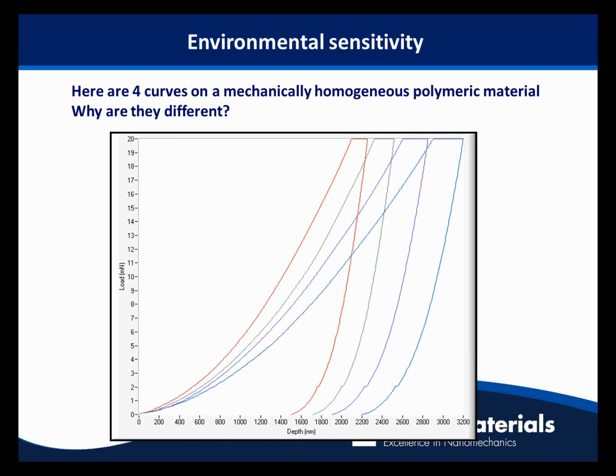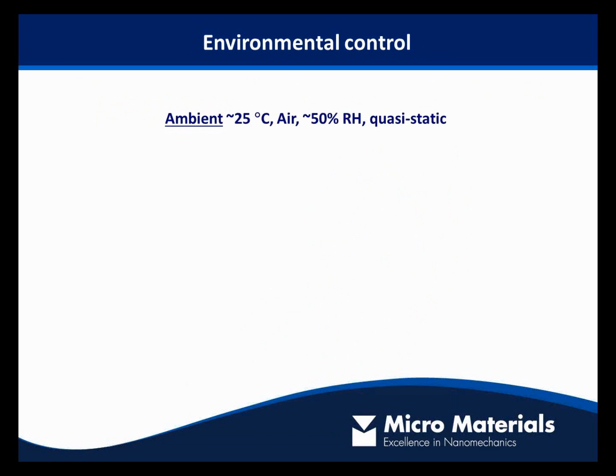So typically, for a large majority of our tests, we might perform our tests in typical ambient lab conditions. Those would typically be something like 25 degrees Celsius, normal air, about 50% relative humidity, and we would do our tests quasi-statically. So the indentation test is where the load is applied quite slowly.